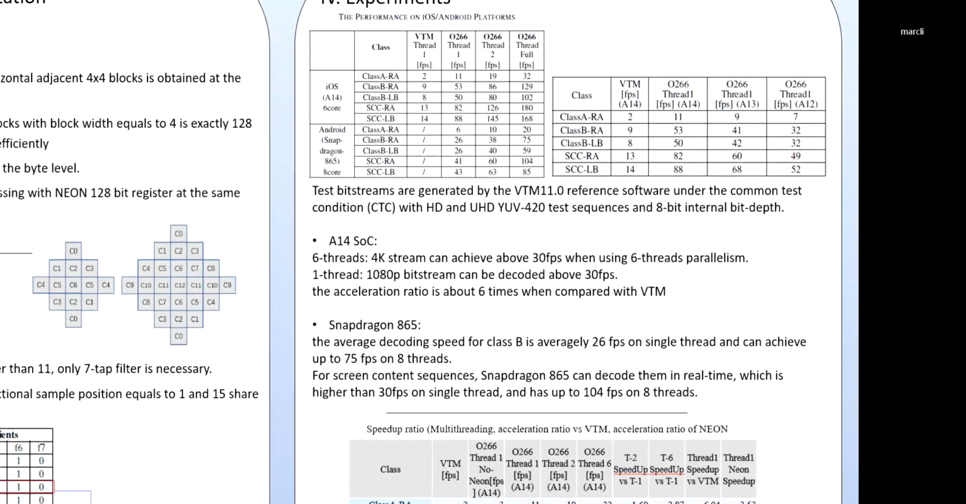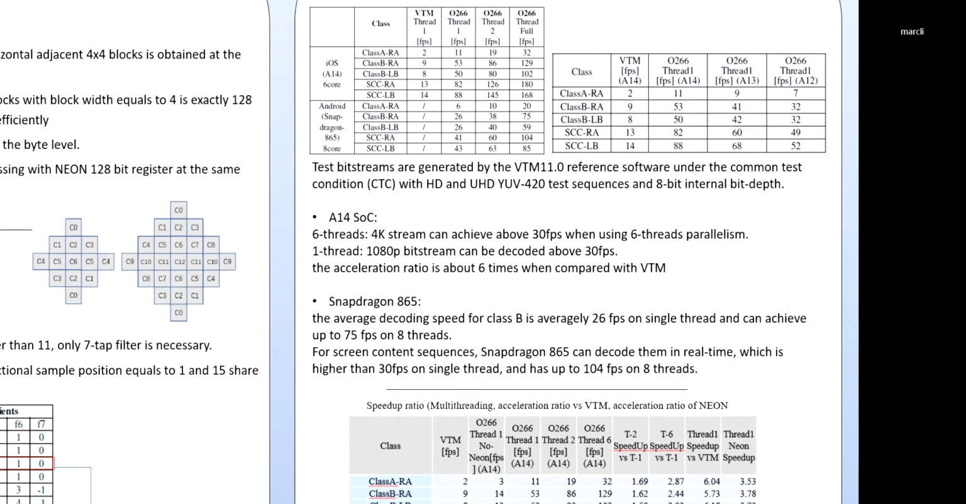Then we can see the experimental results. Test bitstreams are generated by the BTM11 reference software under the common test condition with HD and UHD YUV 420 test sequences and 8-bit internal bit depth. For the Apple A14 SoC, based on 6 threads parallelism, a 4K bitstream can achieve about 30 FPS, and using one thread decoding, a 1080p bitstream can be decoded above 30 FPS.